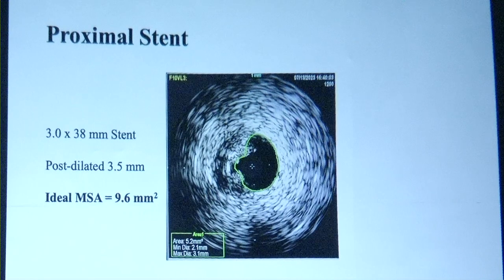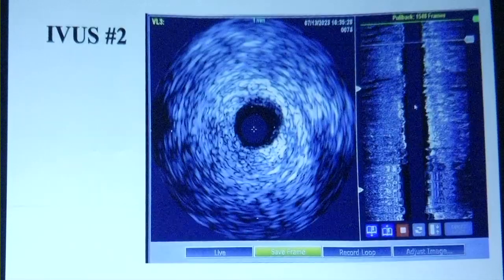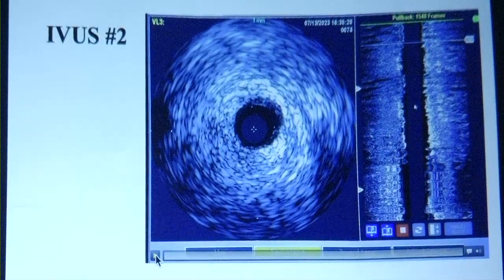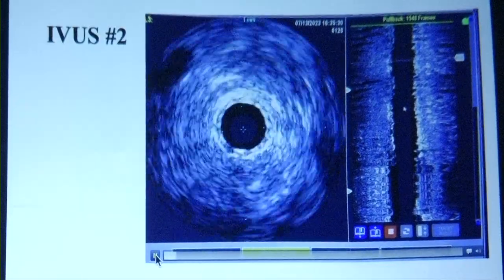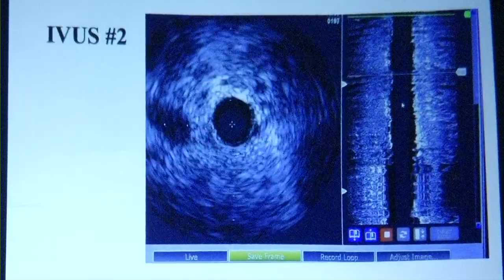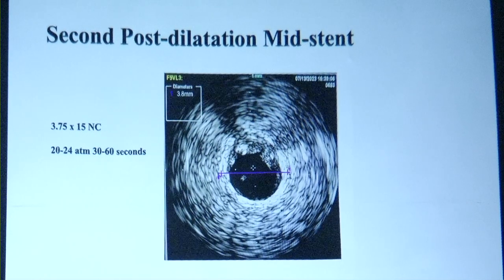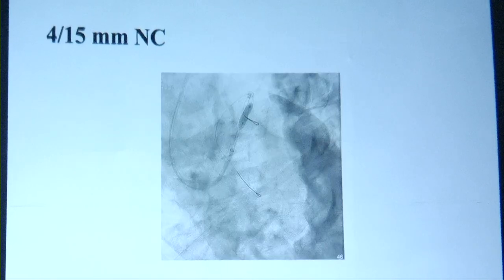The proximal stent, 3.5 dilatation, 9.6 millimeter square was the expected area. We only got 5.2 millimeters. So we go in with larger balloons and we inflate. By the way, this is the run of the IVUS. So we inflated all three of them and we essentially got what we wanted at the end. Now, I'll show you, because for the sake of time, we ended up putting a 4 millimeter non-compliant balloon in the proximal vessel.